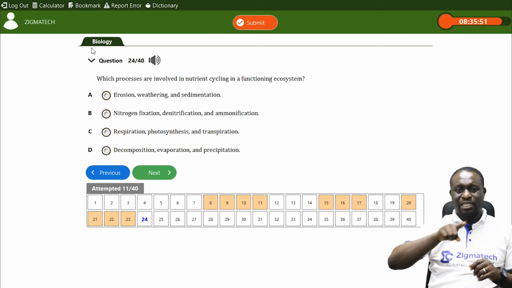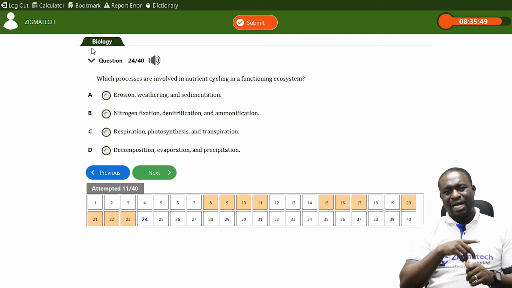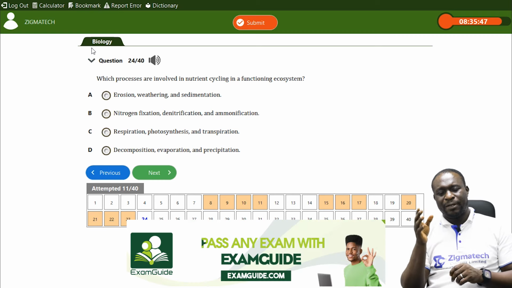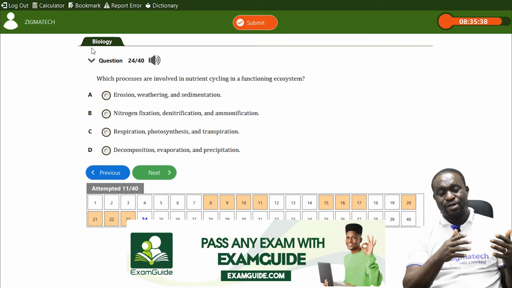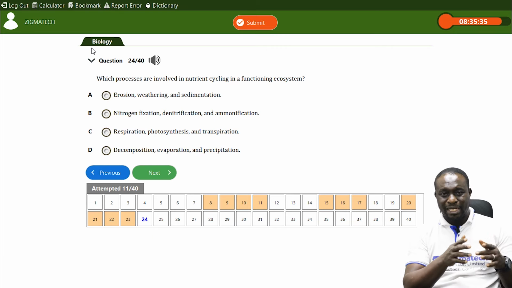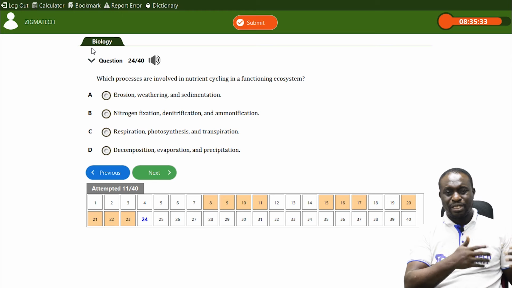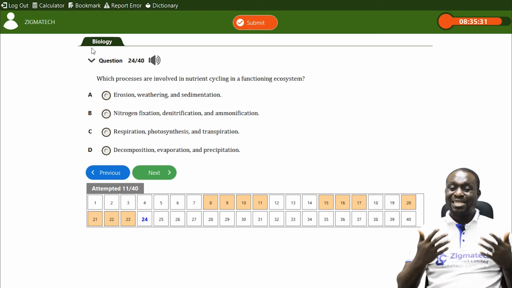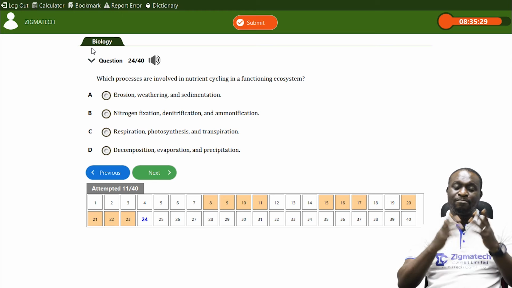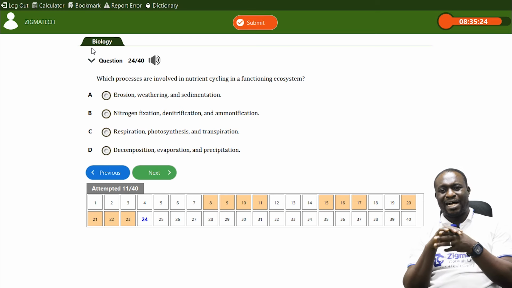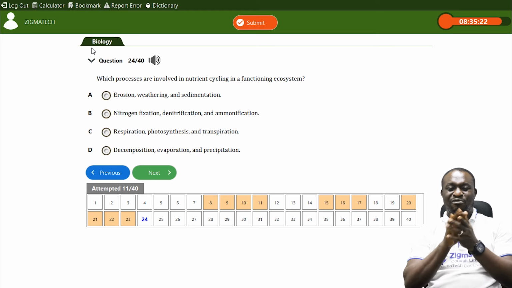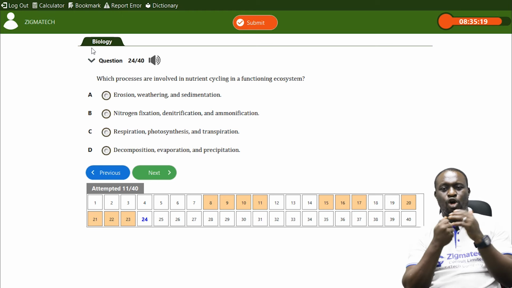So it is a continuous cycle, while ammonification has to do with the breaking down of dead remains of plants and animals by bacteria or other organisms into ammonium compounds. There are also other organisms that break down the ammonium compounds into nitrites, and some other bacteria that break down nitrites into nitrates. And this nitrate is what is used up by plants. So for me, the process involved in nutrient cycling in a functioning ecosystem is option B.